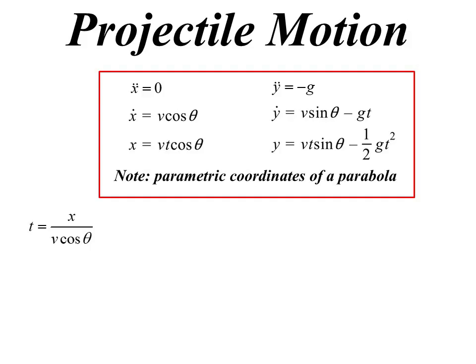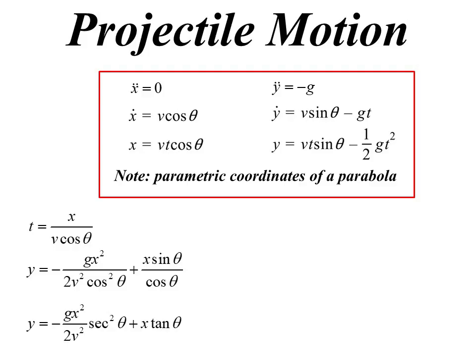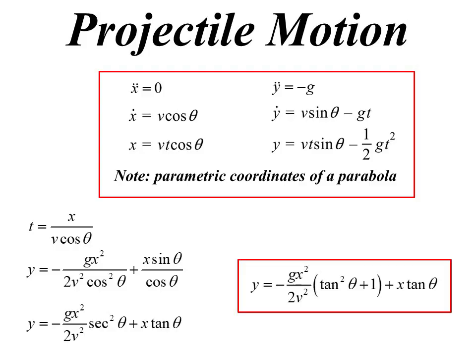Look at the x value, vt cos theta, y is vt sine theta minus half gt squared, t being the parameter. I could then create a Cartesian equation for that parabola. Make t the subject, we get t equals x on v cos theta, sub it into the y value, and I've got a quadratic. I can play around with that and tidy it up a bit, and then end up with something like that, but we can get a quadratic equation.